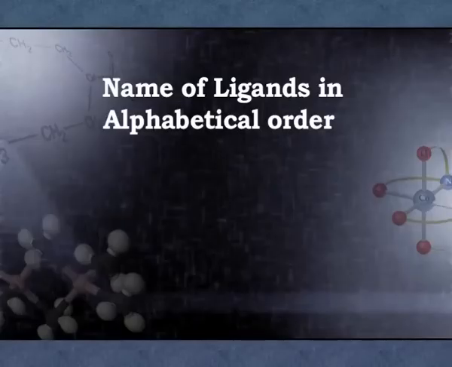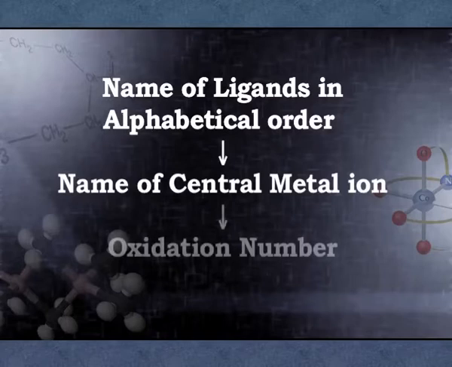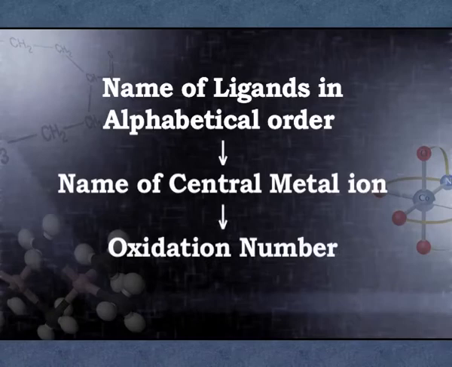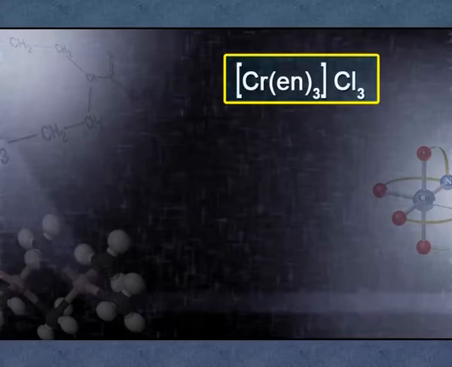And the general trend for naming: first I have explained the finding of the oxidation number of the central metal, then the naming of ligands and their numbers, and then the name of the central metal and its oxidation state in Roman numerals, in brackets. And then if there is any anion or cation present before or after the coordination complex, suppose one example I am giving you: the complex chromium [Cr(en)3], the coordination sphere, and then Cl3 is given.